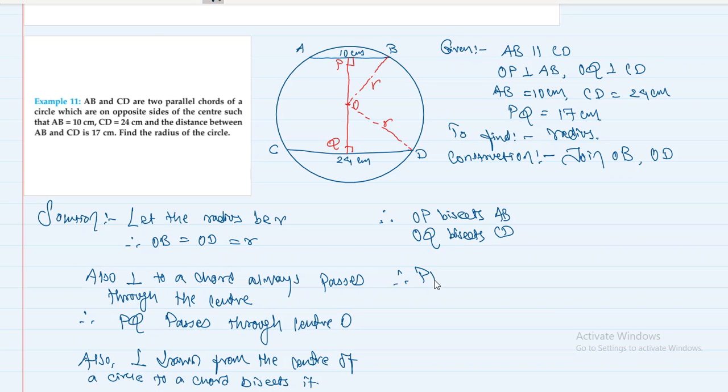Therefore, we can say that PB is equal to half of AB, which is half of 10, which is 5 centimeter, and QD is equal to half of CD, which is half of 24, which is 12 centimeter. So let me write over here that this is 5 centimeter and this is 12 centimeter. Okay, so all the background is ready.